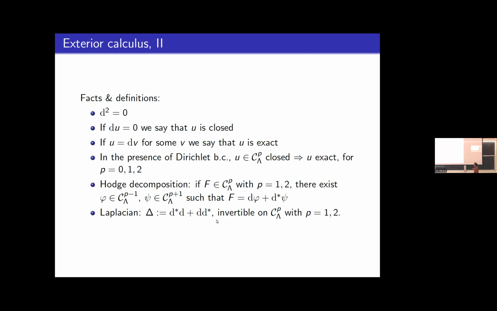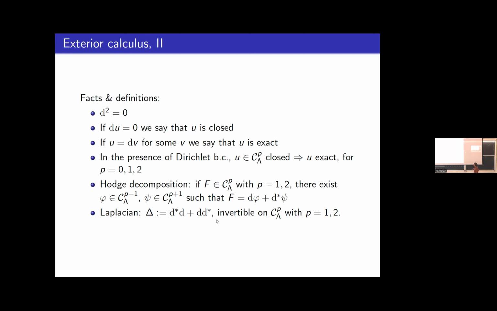In the case of periodic boundary conditions, there are some closed forms that are not exact, and so one can classify them. So it's not a big deal. But one has to take care everywhere of these non-trivial zero modes, factor them out, and treat them separately. So we decided to use Dirichlet boundary conditions, where every time we have a closed P-form, this is automatically exact.